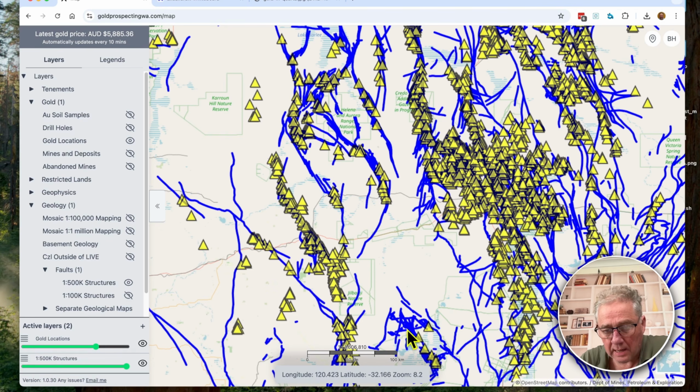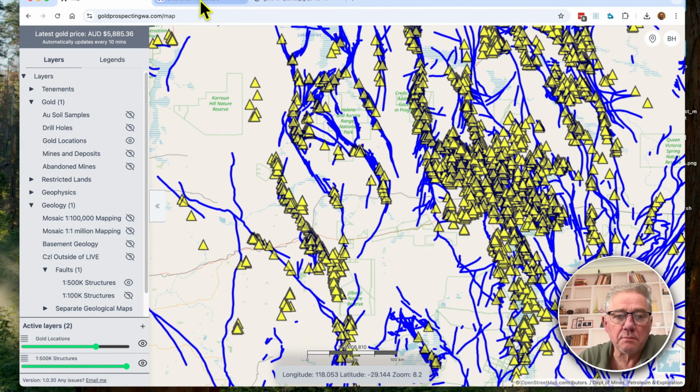I'm not saying that all gold falls on this northwest-southeast trend. It is common in the southern part of the goldfields, but it's not common everywhere. What you have to do is research the area that you're interested in, because subtle changes in strike of a fault can cause gold to come out of solution. So why is that? Why does gold come out of solution in a change of strike?